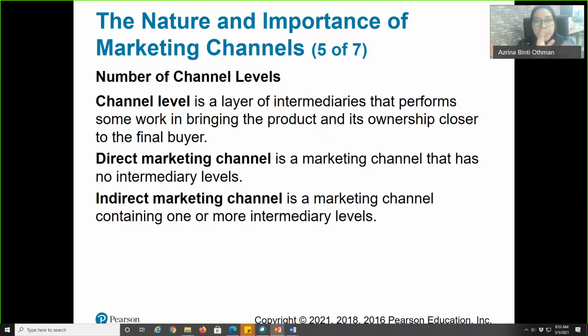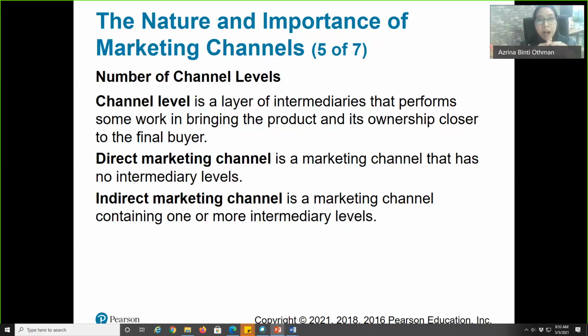So these intermediaries, what is their job? Their job is to deliver the product and services and its ownership closer to the final buyer. For example, as I gave just now, if you want to buy a Coke, definitely the Coke comes from the manufacturer, right? And then who will bring the Coke from the factory to the customer, to the buyer? Of course, the distributor. You need intermediaries. Sometimes we call it distributor, we call it intermediaries.